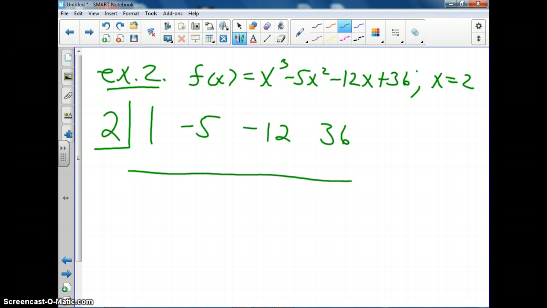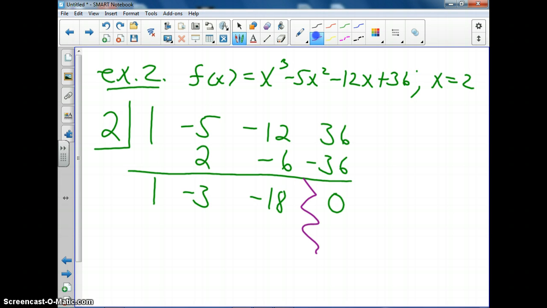Here we go. What goes here? 1. What goes here? 2. What goes here? Negative 18. What goes here? Negative 36. What goes here? 0. Fine. What do you do with your remainder? Chop it off. What goes here? Very good. So that's what we got right now.